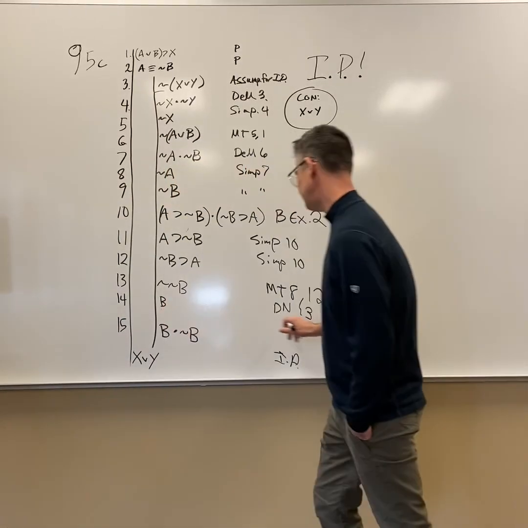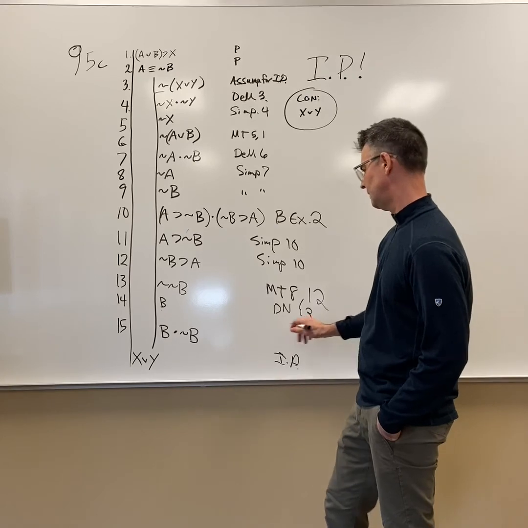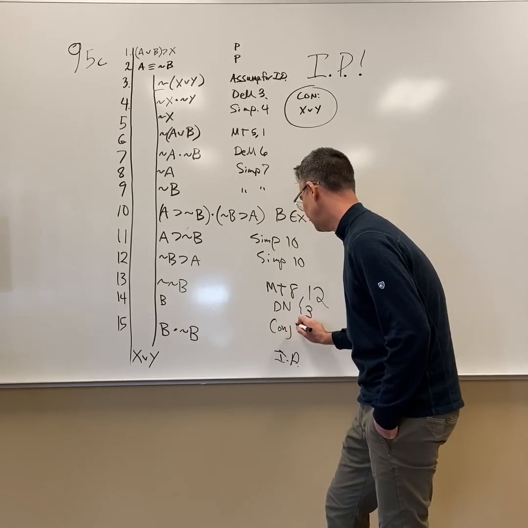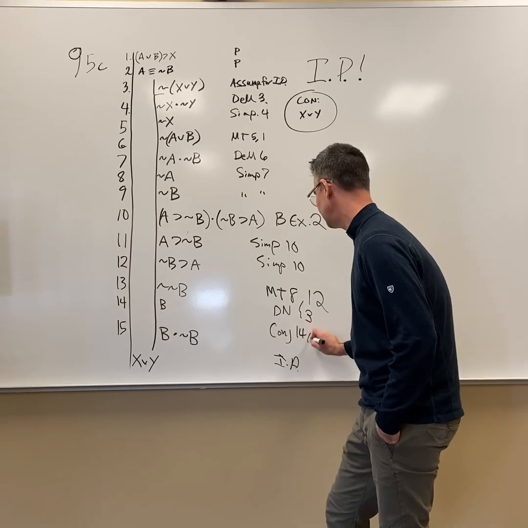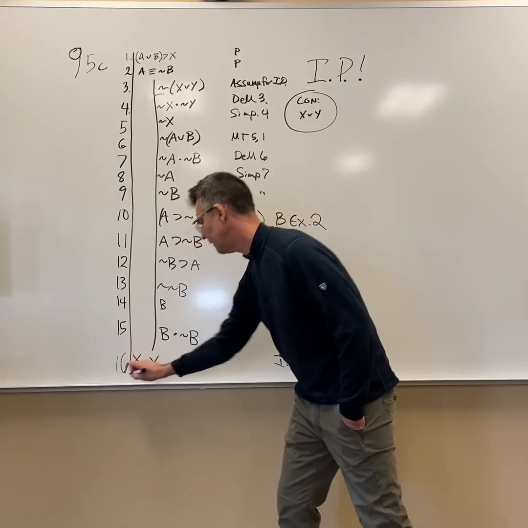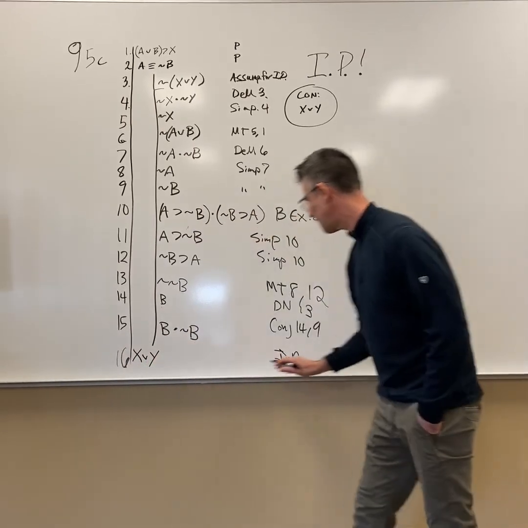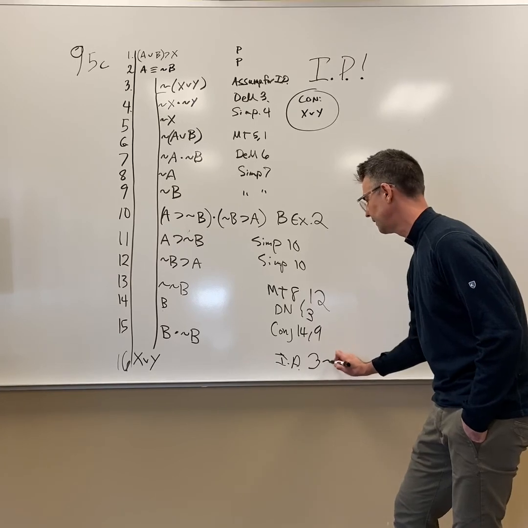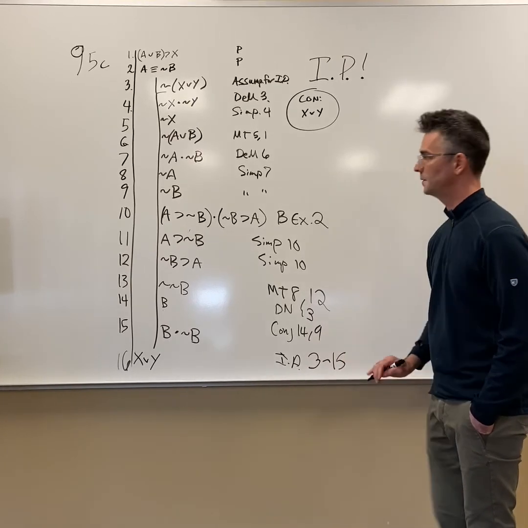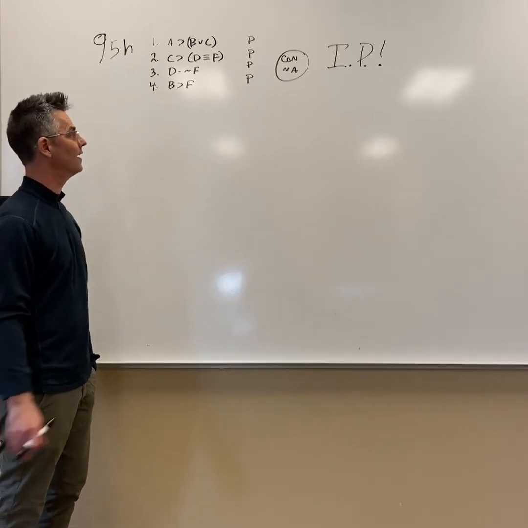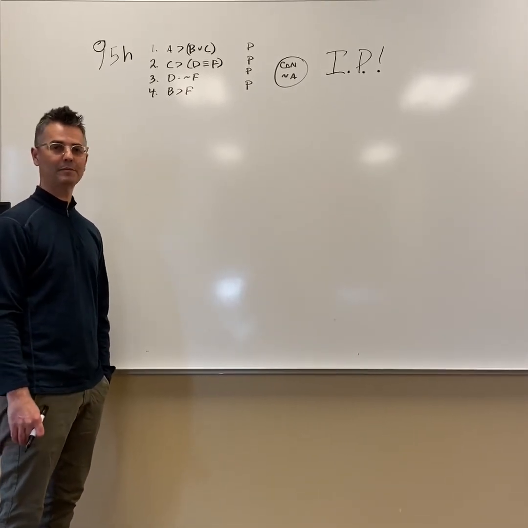How do I get that B? By double negation. How do I get the B and not B? By conjunction, steps 14 and 9. And then I'm done. I proved X or Y by indirect proof, and that was 3 through 15 inclusive. Yay! Okay, I'm back again. This will be your final indirect proof illustration.